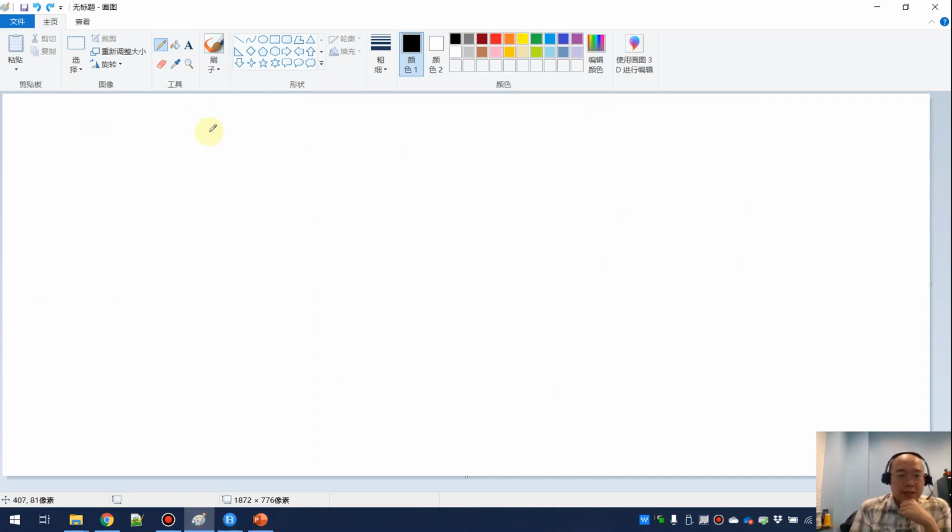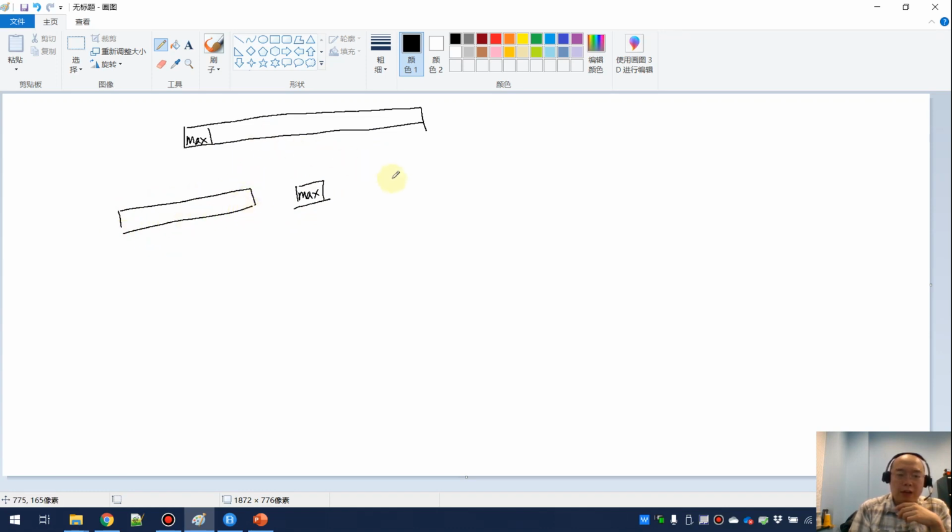Say we have a list of the values, and if we are unlucky, we pick the max to be the pivot. And then for the partition, what are we going to have? We are going to have the max to be the pivot, and then all the remaining values will be on the left side, and there's really nothing on the right side. So for this partition, what have we done?